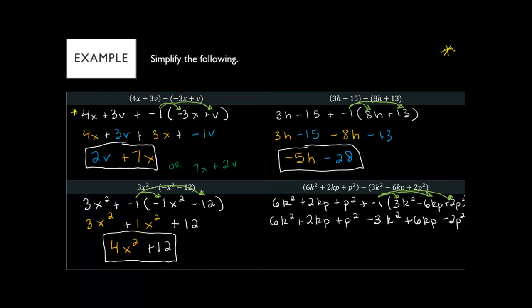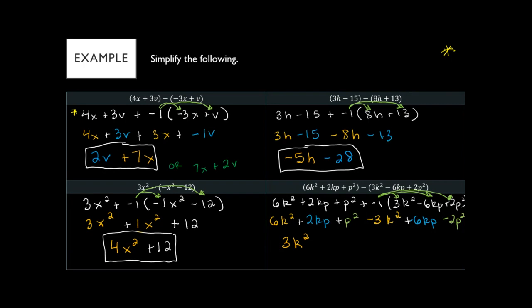So we're going to just stick with the order that they have here, so we're going to combine our k squareds. Those are matching terms. Then we're going to have our kp terms. So I'm going to highlight those. And then we're going to have our p squared terms matching. So I'll start with the gold color here, the k squareds. We got a 6k squared minus 3k squared. 6 minus 3 is 3.